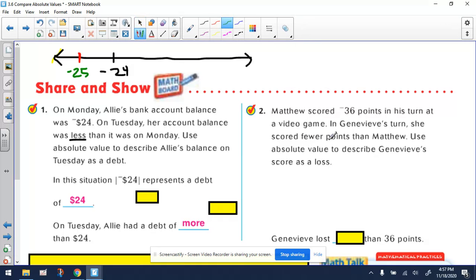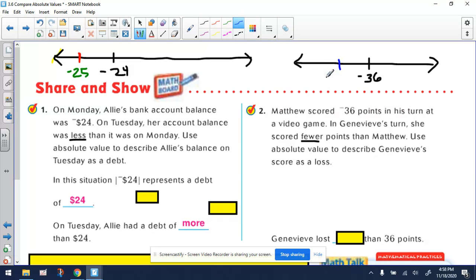All right, same thing. Anytime you see a word problem like this, step 1 is to just create some sort of a number line for yourself and graph the number they're talking about. So Matthew's score was a negative 36. Then it says in Genevieve's turn, she scored fewer points than Matthew. Now remember, fewer means less points. Fewer means less points. So that means we have to go to the left on the number line.